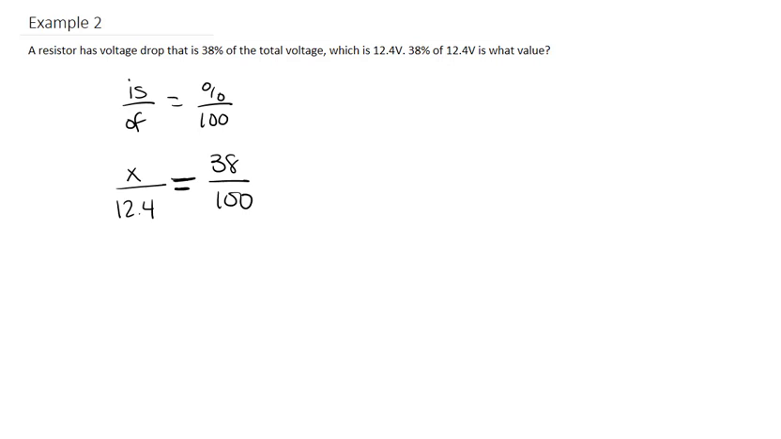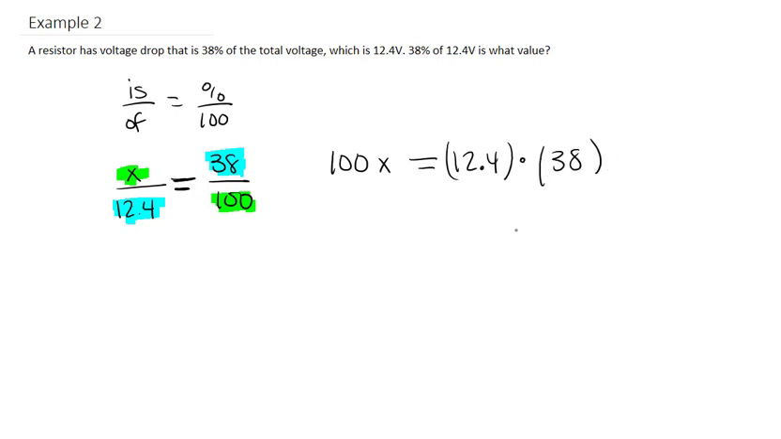Now, another way we could look at doing this is we can use cross multiplication, where we'd multiply the numerator on this one by the denominator of the other one across the equal sign. And then we would multiply this 12.4 times this 38. So let's go ahead and do that. So we have 100 times X. So we'll just mark it like that. Then we have 12.4 times 38. Then to get the X by itself, we just go ahead and divide by 100 on both sides.